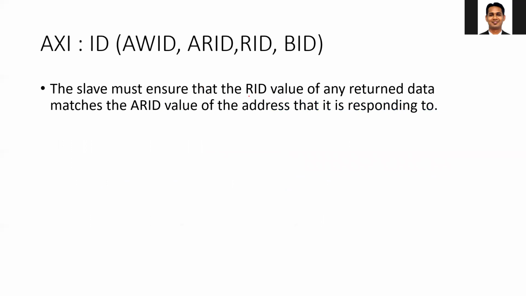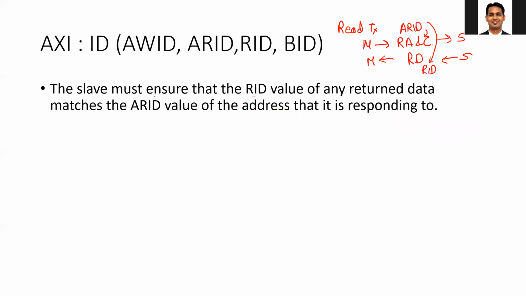Now if you talk about the read transaction, what happens? The master sends the read address and control information to the slave, and then the slave sends the read data to the master. In this case, the master will use the ARID on this transfer to send the read transaction request. The slave will copy that ARID into the RID while sending the data back.